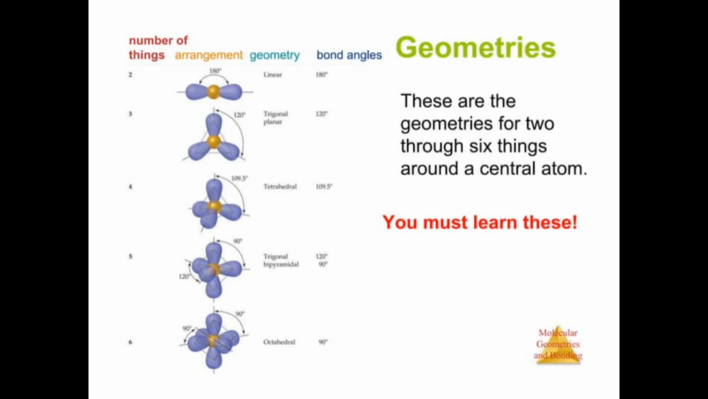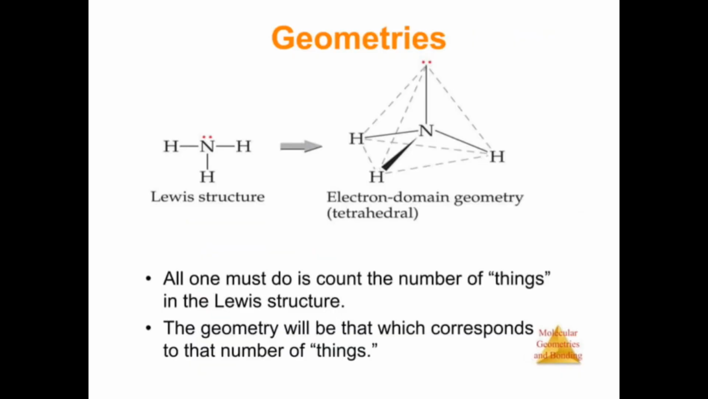When it is 5, you have trigonal bipyramidal. We are still going to talk about that. And then trigonal planar is 120 degrees, and trigonal bipyramidal you have 90 degrees. When it is octahedral, when the number of things is 6, the arrangement is like this. The geometry is octahedral and the bond angle is 90. It is important that you learn this well. Okay, let's look at the geometries that we are talking about here.